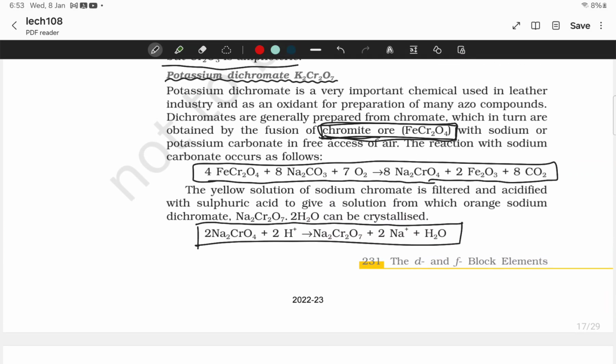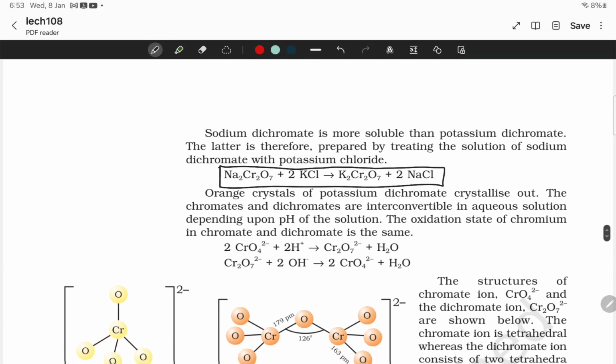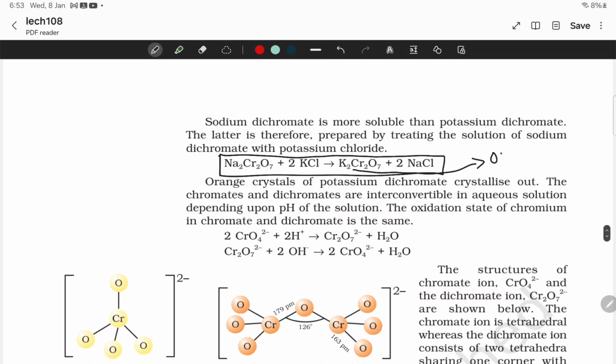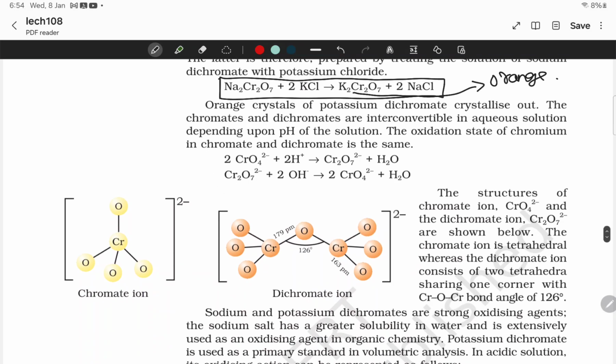This Na2CrO4 is a yellow solution. It's a yellow solution of sodium chromate. Potassium dichromate is orange. Okay, so they have given some reactions.